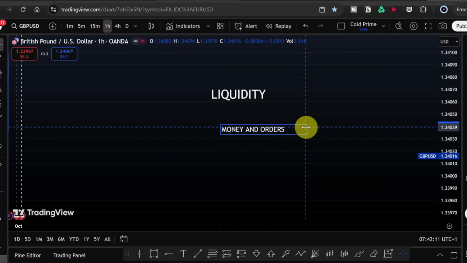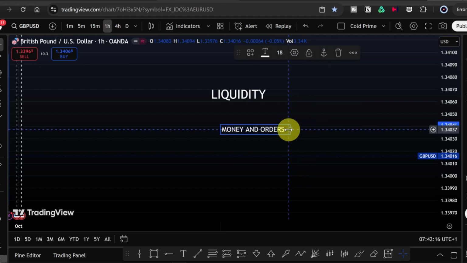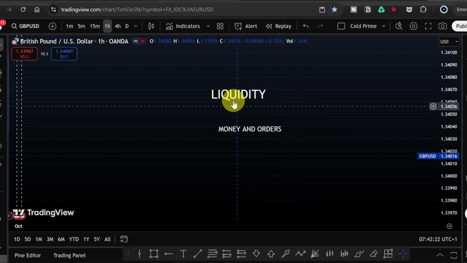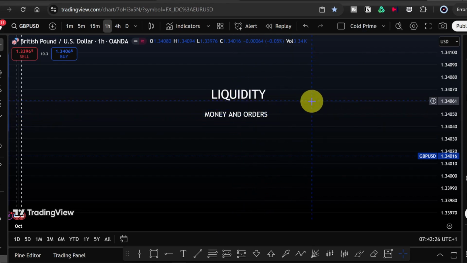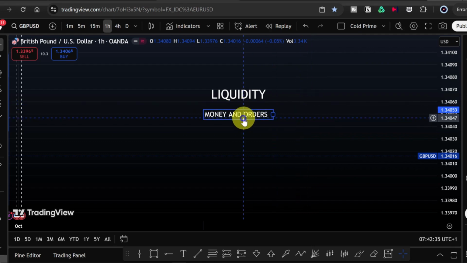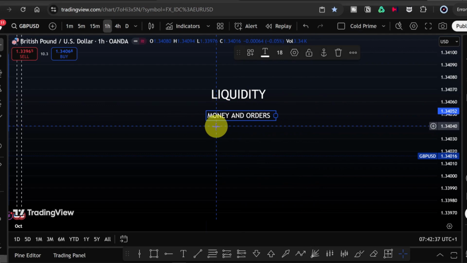So it is my money, your money, institutions' money, right? That is in this market, essentially. So I mean, money is the oxygen of this market. There's nothing else that we're actually selling or buying. It's just money, right? Currency and value. So you could say liquidity is where money, orders, or value is sitting.